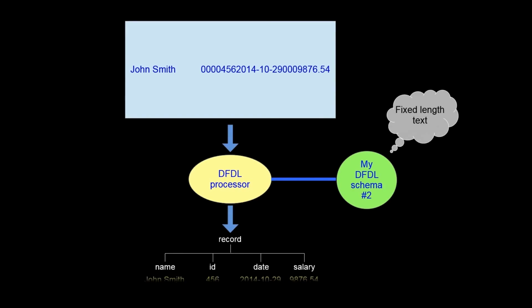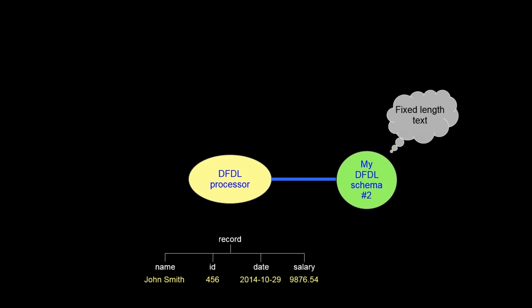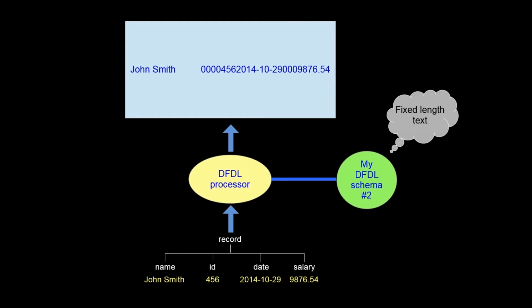Note that the DFDL processor must have a DFDL schema in order to understand the data. It's the schema that describes the data format. The DFDL processor can also take the result data and, using the schema, recreate the original data format. In DFDL terms, this is called unparsing or serializing.